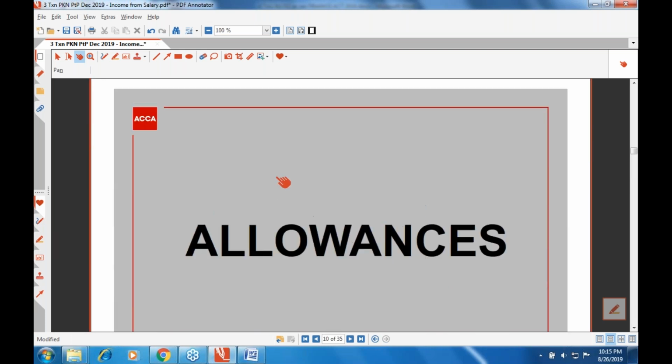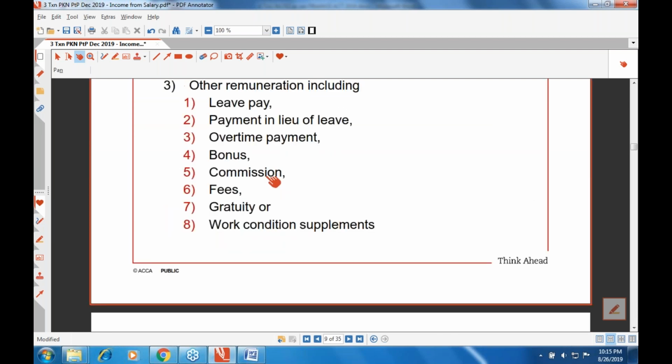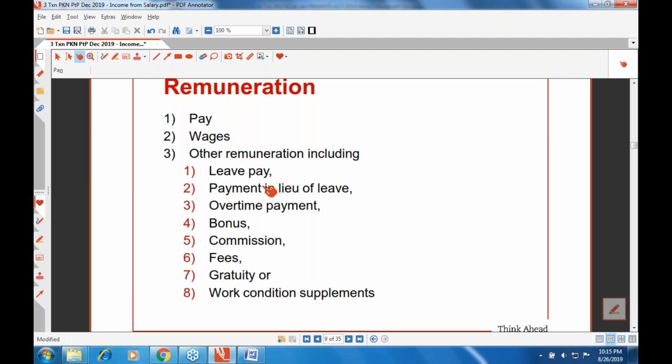Now the second thing. Okay, there's a question from somebody. Mohammed Amin, what do you want to know? Working condition supplement? Okay, working condition supplement is when the company posts you at a place where the working conditions are not very good. So in order to compensate you, they give you an extra amount as compensation. That's called working condition supplement.